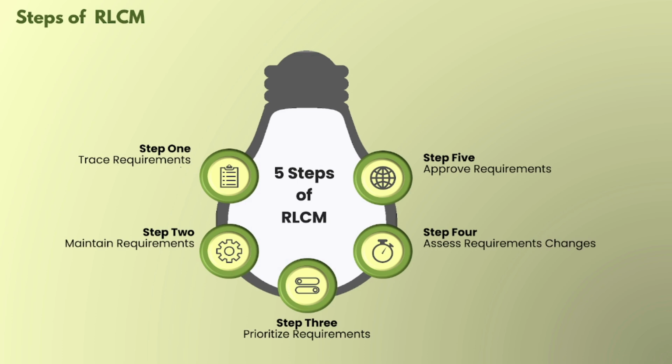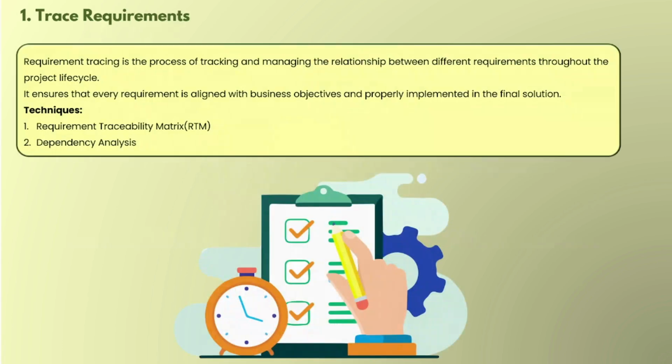Now let's check the steps involved in requirement lifecycle management. Step 1, trace requirements. Step 2, maintain requirements. Step 3, prioritize requirements. Step 4, assess requirement changes, and Step 5, approve requirements. We will see all these steps one by one and see what happens during these stages of requirement lifecycle management. So we'll start with trace requirements.